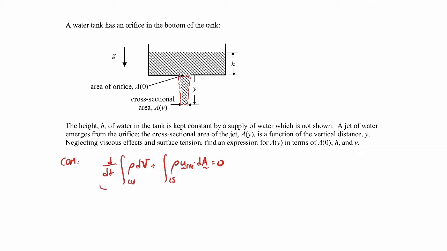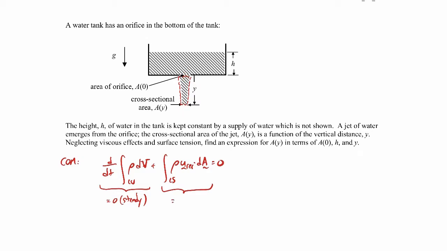The first term is the time rate of change of mass inside this control volume. Well, since this height here is kept constant, it's always going to look the same as a function of time. It's never going to look any different. So this is 0 because this is steady. It's not going to be changing with time. The next term will be the mass flux that comes in and out of the control volume. So we have mass coming in here and going out there.